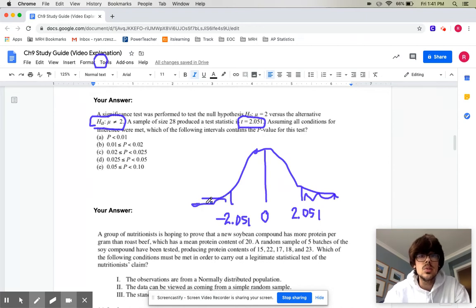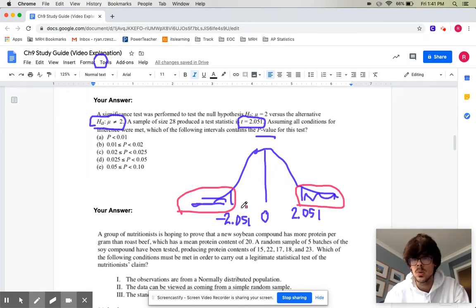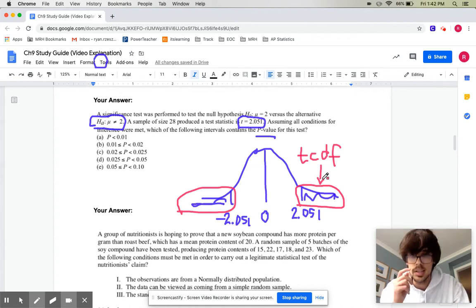So what I would need to do on this problem, they want to know what the p-value is. The p-value is your shaded area in this problem. Everything beyond 2.051, and everything from negative 2.051 to the left. So these two parts right here circled. So what I'm going to do with this is a tcdf command on my calculator. And I'm going to calculate just one of those areas. So I'm going to get this one right here. And once I do that, I will just double it to get my second tail as well. So if you do a tcdf, you need to make sure of the degrees of freedom for this problem.